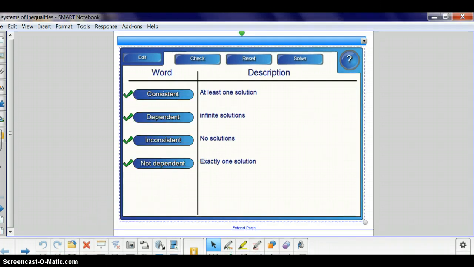And as you can see here, first you need to decide if the solution is consistent or inconsistent. Does it have no solutions or at least one? And if it does have at least one solution, does it have exactly one, not dependent, or does it have infinite, dependent? Alright, good, nice little warm-up. Let's continue on.